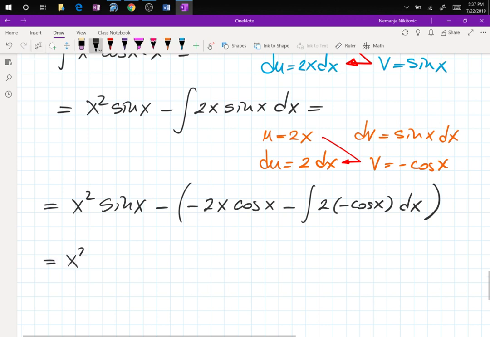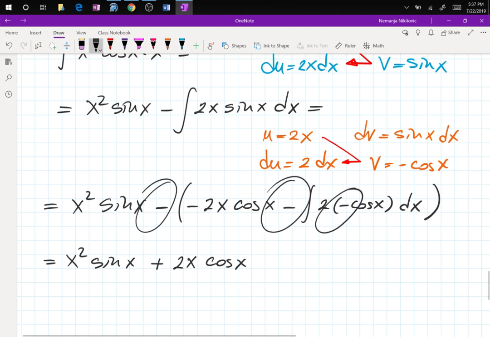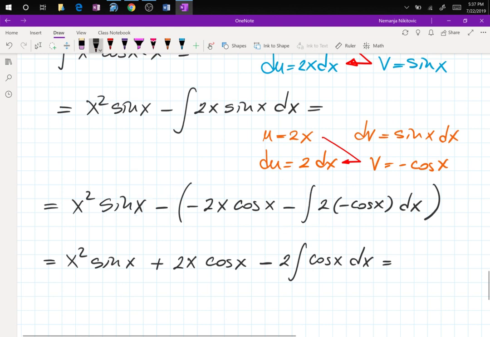So what do we have? x squared sine x. Minus and minus gives me plus 2x cosine x. And now you have 3 minus signs. 1, 2, 3 minus signs. Give me a minus, kick 2 outside, cosine x dx. And I can finally solve the problem. Because integral cosine is just sine, so it becomes x squared sine x plus 2x cosine x minus 2 sine x plus c.